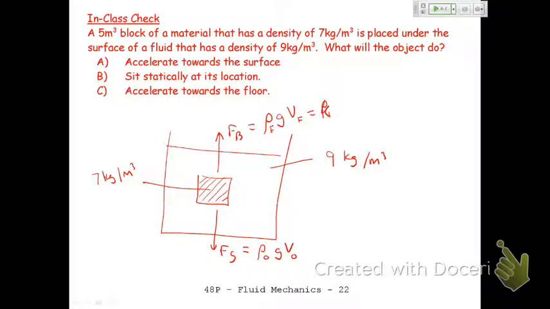So for the fluid, it's going to be 9 times 10 times 1, which equals 90 newtons, if I assume a 1 cubic meter object. And for the object, it's going to be 7 times 10 times 1, which equals only 70 newtons. So if I have 90 newtons pointing up and 70 newtons pointing down, there's a net force upwards, so there'll be motion upwards. Yes. Question?